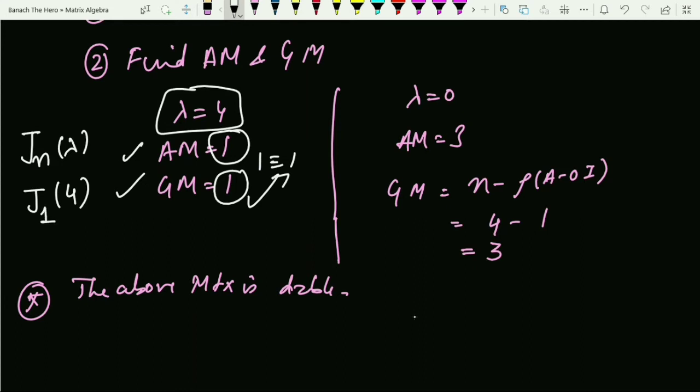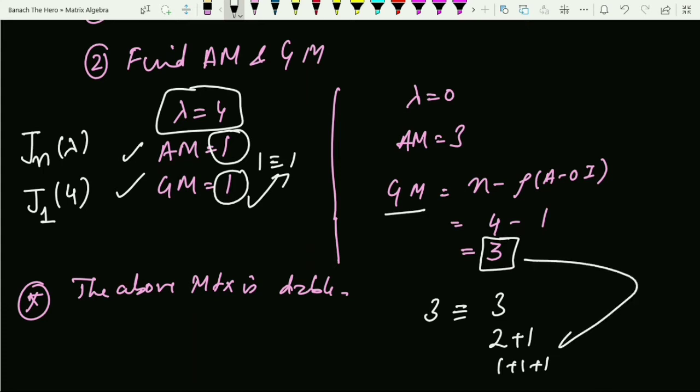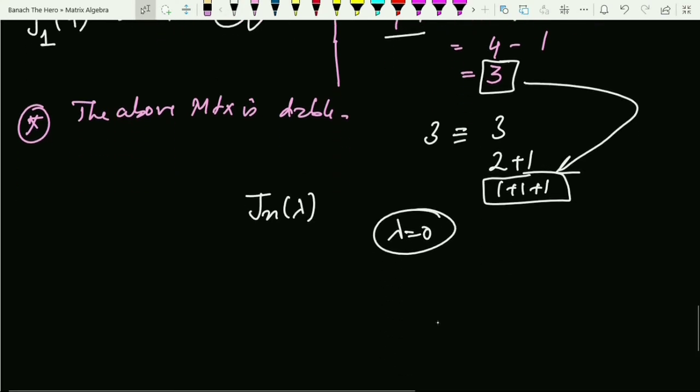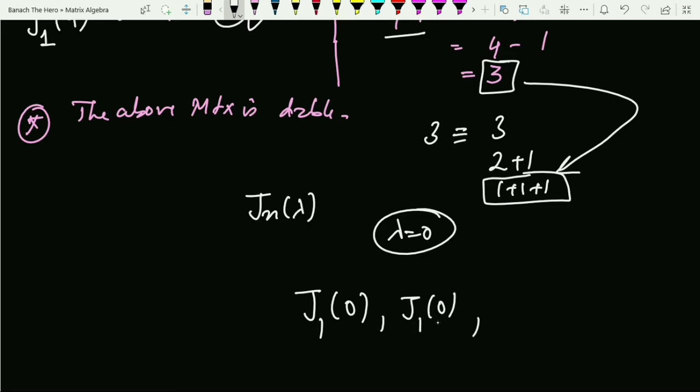Now if I consider lambda equals 0, what are the partitions of 3? We already know the partitions of 3 are 3, 2 plus 1, 1 plus 1 plus 1. And now I have to consider the partition which corresponds to the GM. GM is 3, and the partition corresponding to 3 is 1 plus 1 plus 1. So it means the Jordan blocks are J_n(lambda), where lambda is now 0. So corresponding to lambda equals 0, what are the Jordan blocks? We'll say J0 of size 1, comma, J0 again of size 1, comma, J0 again of size 1.